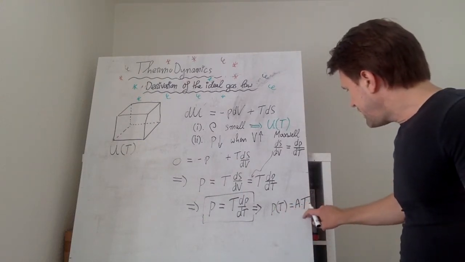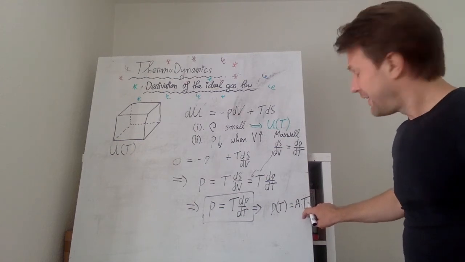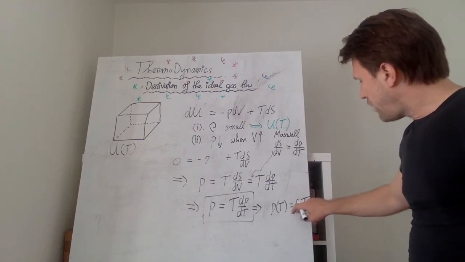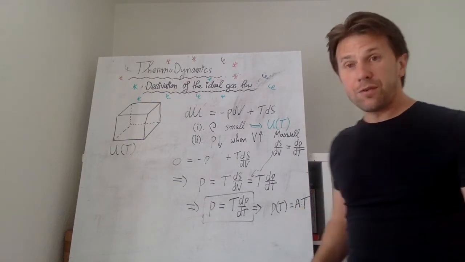Now, before we continue with getting the volume part, let me just say that this A, this unknown number, is allowed to depend on V.